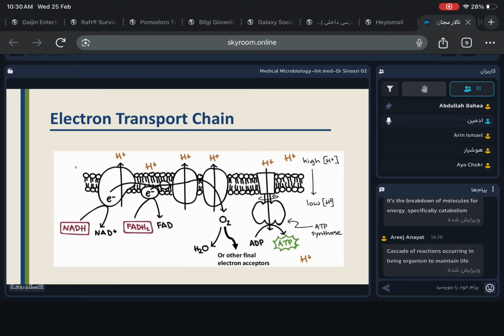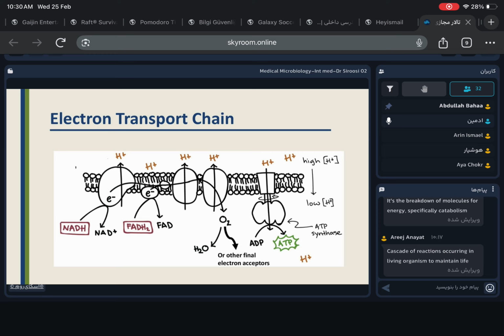From each NADH molecule, we get 3 ATP molecules, and from one FADH2 molecule, we get only 2 ATP molecules. And as I told you, the energy of the electrons is used in order to pump out the H plus or proton from the cytoplasm to the outside of the cytoplasmic membrane.